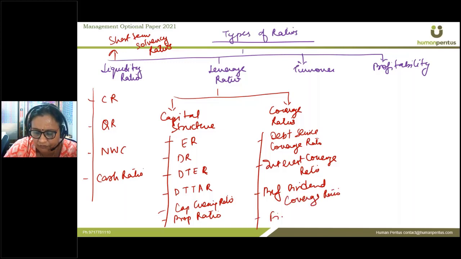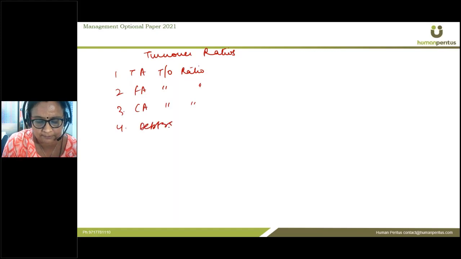And then we have fixed charges coverage ratio. Okay, coming on to our turnover ratios. So I am writing out turnover ratios here. So turnover ratios, we have so many turnover ratios. First is our total asset turnover ratio, right? Then we have fixed assets turnover ratio. Then we have current assets turnover ratio. Then we have debtors turnover ratio. And similarly, we have payables turnover ratio.